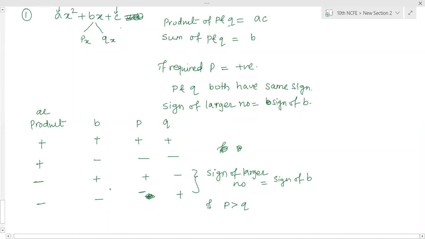Is it clear? Yes, ma'am. By practice only you will get it. But yeah, this is one simple method so that you can understand it.